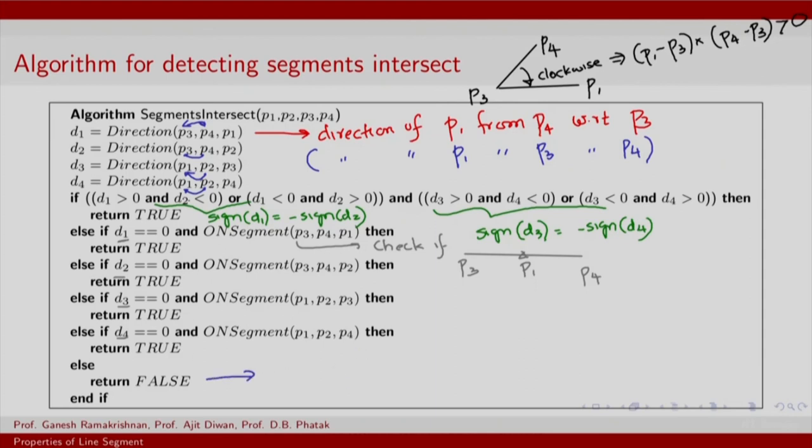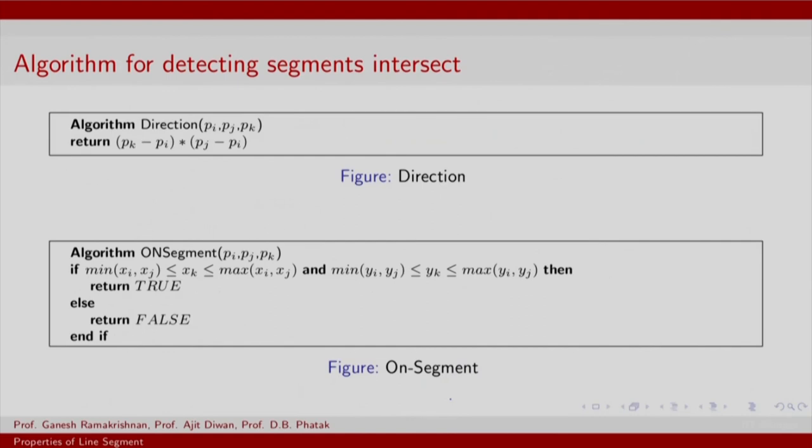And the case for this is shown here. As already indicated, direction PI, PJ, PK looks at the direction of PK with respect to PJ from PI. If the direction is positive, it means that PK is clockwise from PJ with respect to PI. And the on segment routine does exactly what we described earlier. You look at the min of Xi and Xj and the max of Xi and Xj and ensure that Xk lies exactly between the two. You also need to ensure that Yk lies in the closed interval determined by the min of yi and yj and the max of yi and yj.